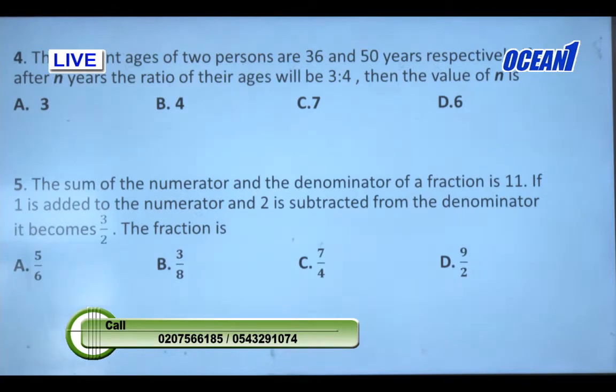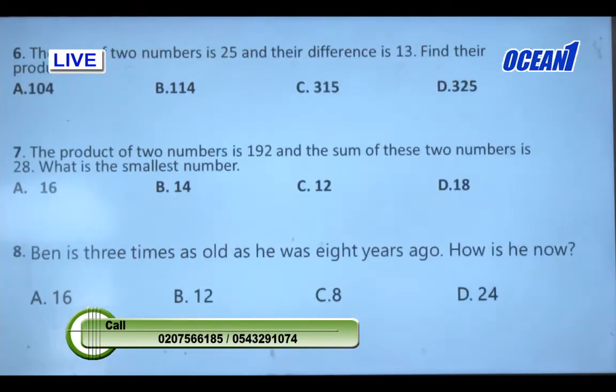Number 1 is B. Number 3 is B. Okay, I have B. Number 4 is C. Okay, number 5. 5 is B. Okay. I believe we can now move on to question number 6.